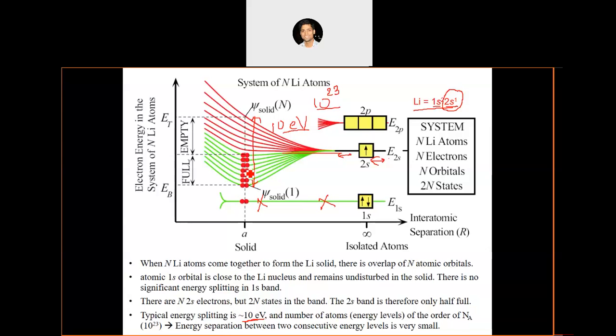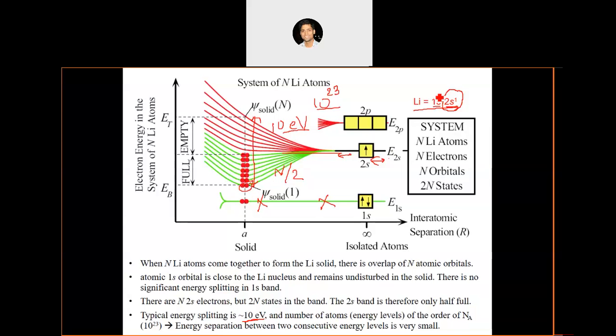What will happen is that there are N atoms, which means there will be N electrons, and they will be occupied in N by 2 energy levels, right? Because each energy level will have 2 electrons. So all the electrons will be occupied in N by 2 energy levels, but there will be N by 2 energy levels which will not be occupied, which will be empty.